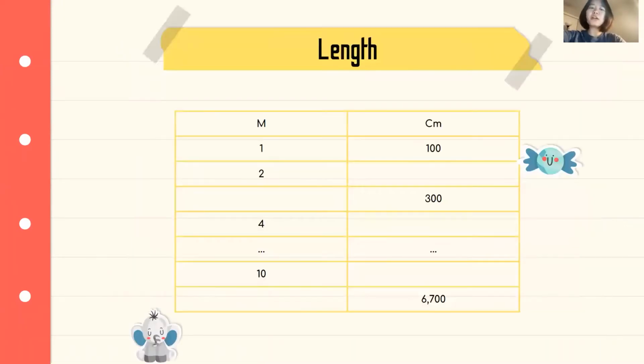Before starting our lesson, let's finish this chart as practice first, same as from yesterday. With the units meter and centimeter, as we know, 1 meter is 100 centimeters. How many centimeters is 2 meters? It is 200 centimeters. How many meters is 300 centimeters? It is 3 meters. And 4 meters is 400 centimeters. And 10 meters is 1,000 centimeters. And 67 meters is 6,700 centimeters.